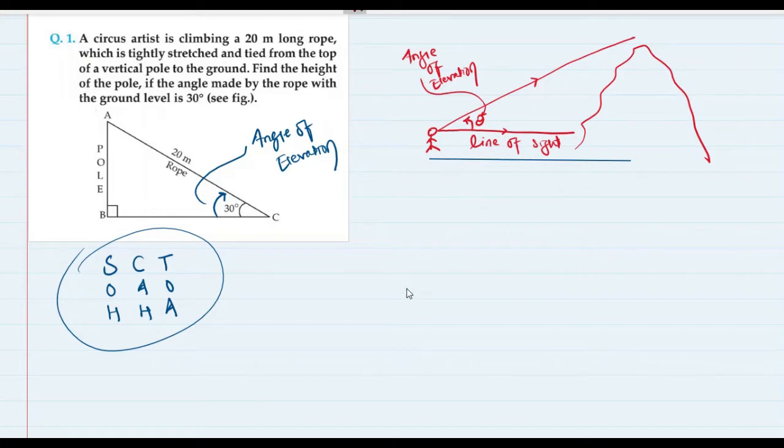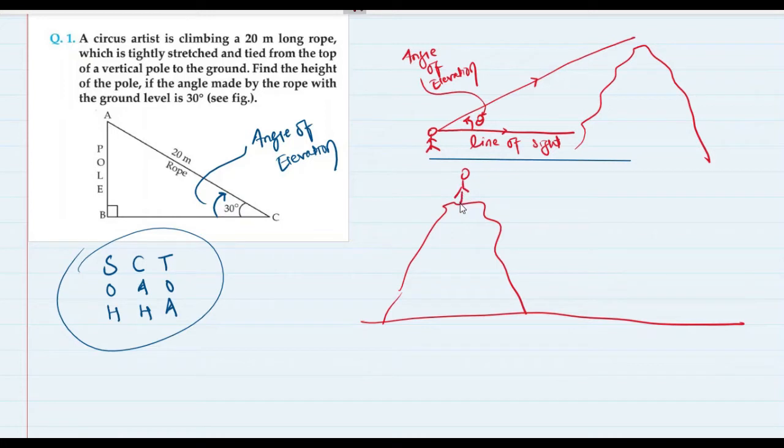Now suppose there is a mountain and a boy, and this is the ground, level ground. A boy is standing on the top of this mountain, and he is looking straight, so this is his normal line of sight. But suppose there is a car over here, which is approaching the mountain, going away from the mountain, or just stationary.